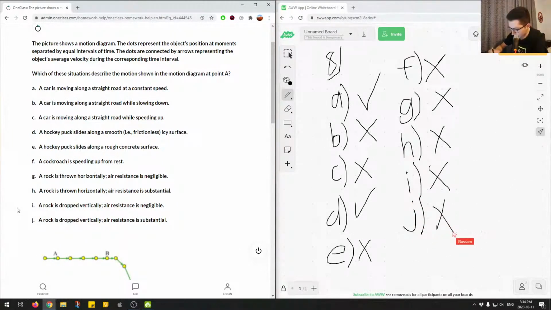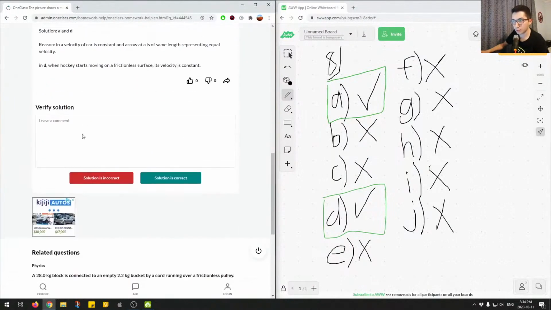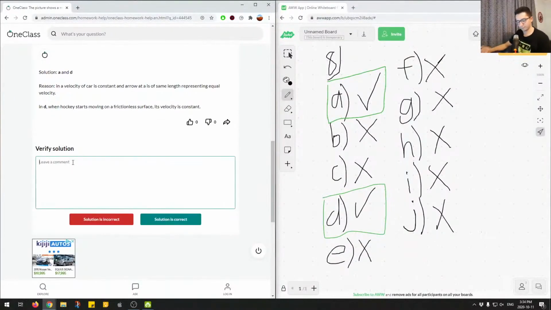So really the only two that we have here are A, which is correct, and D, which is correct. And I believe, yes, this is the same solution provided by the junior tutor, and this answer is correct. So correct answer. Great job. And we'll mark this as correct.